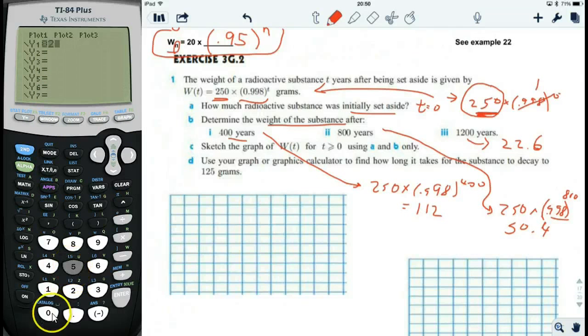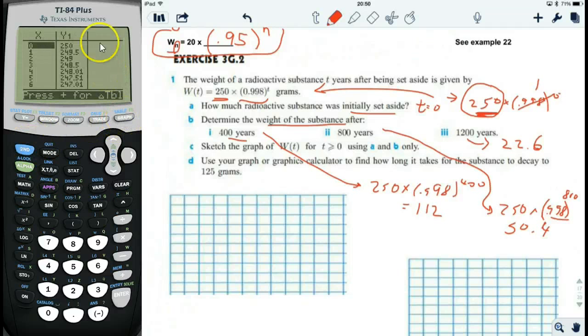And I'm going to put the equation here, and I'm just going to change t to x. So I'll put 250 times 0.998, and then I'm going to put x. Okay? Then I could graph it, but actually what I'm interested in is seeing the data. So you can see here that this already gives you the answer to the initial value. It gives you 250, and then it gives you the value for many others.